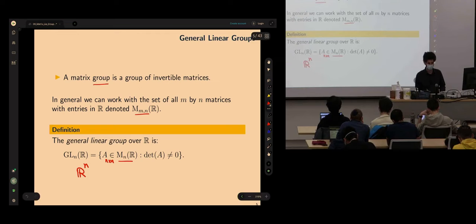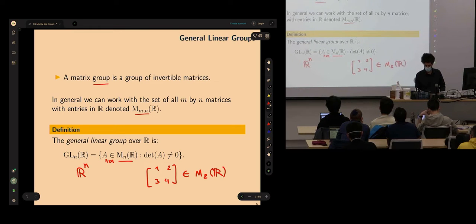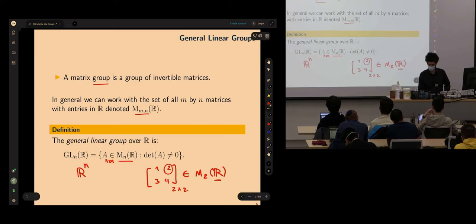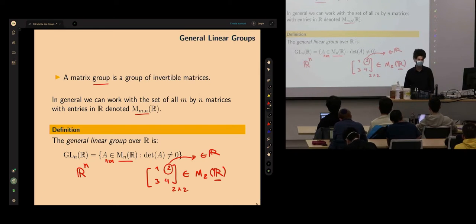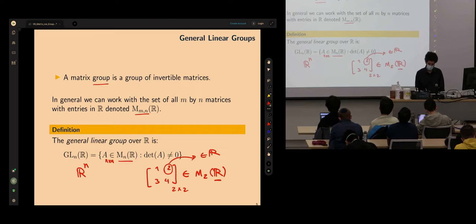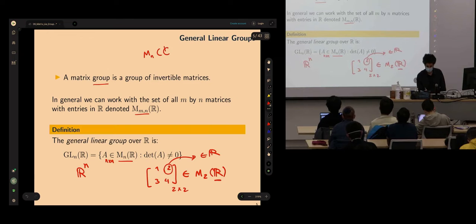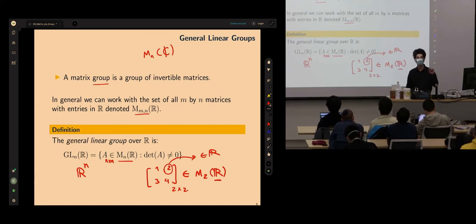So M is a set of matrices with real entries. For example, 1, 2, 3, 4 belongs to M2 here. This is a 2 by 2 matrix. This real means that each of the entries belongs to the field of real numbers. Could we drop this? Yes, we could. Why do people write it? Because we could have matrices over complex numbers too. Each entry of the matrix could be a complex number.